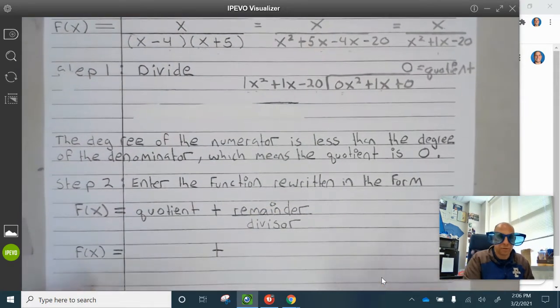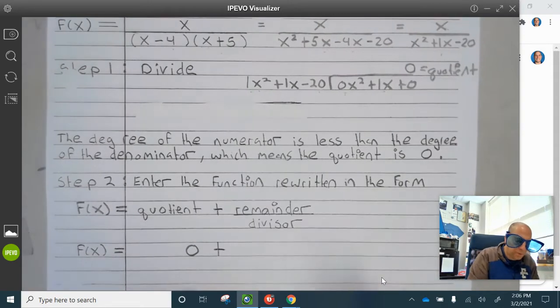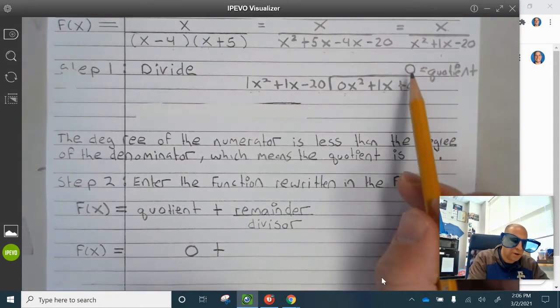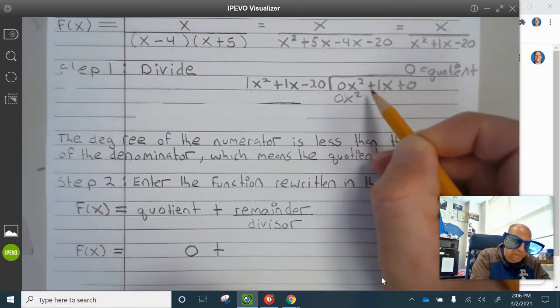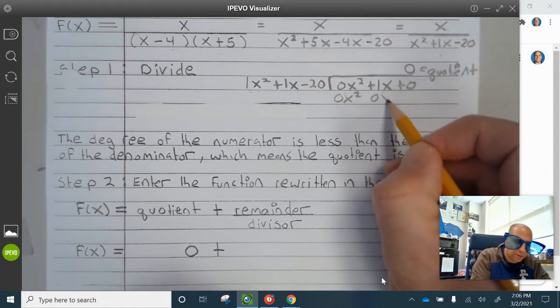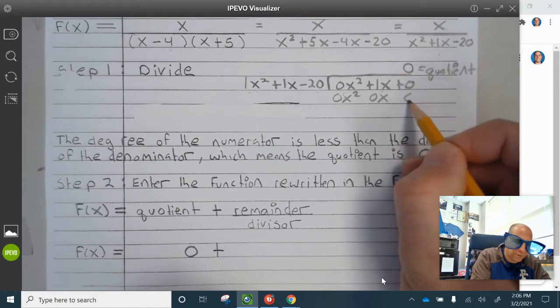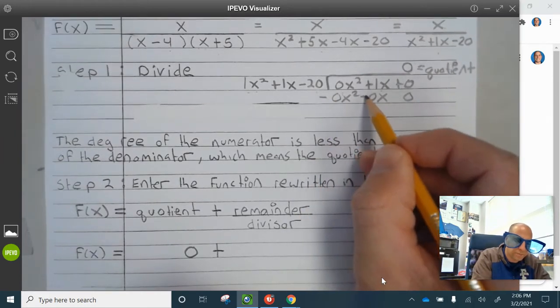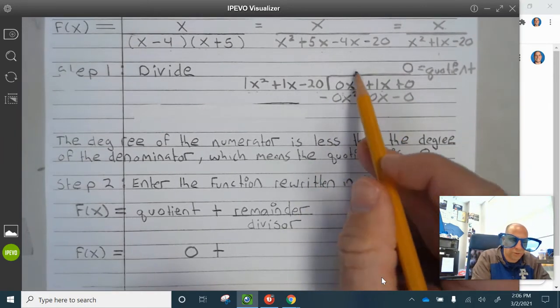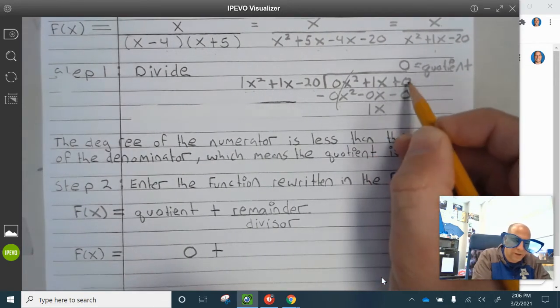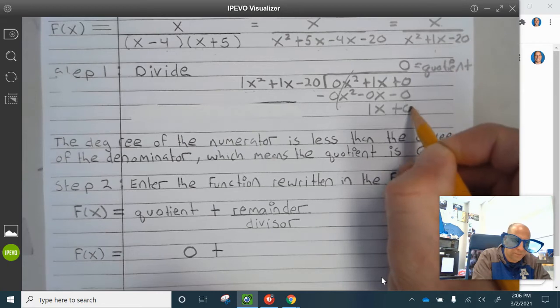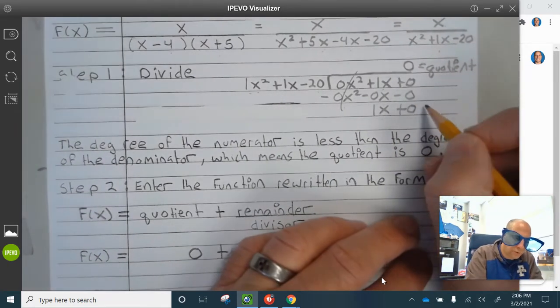Okay? So that's 0 plus, now we need to find the remainder. So 0 times x squared is 0x squared. 0 times 1x is 0x. 0 times negative 20 is 0. Well, we subtract. Well, 0x squared and 0x squared, that's just 0. 1x minus 0x is 1x. And 0 minus 0 is plus 0. Which 1x plus 0 is our remainder.